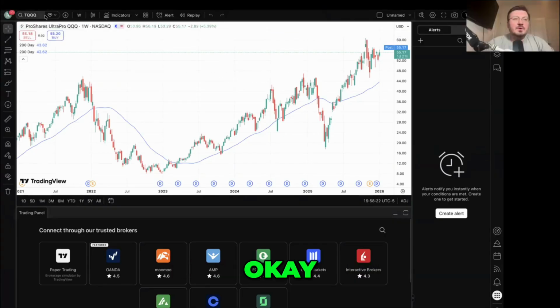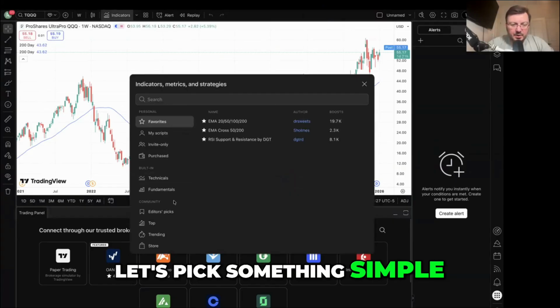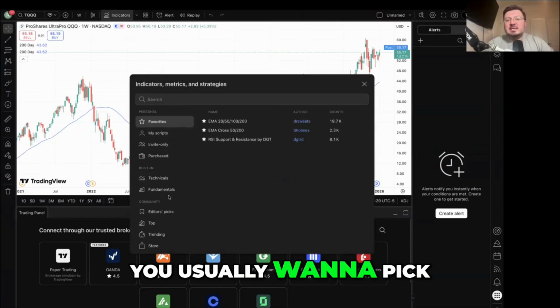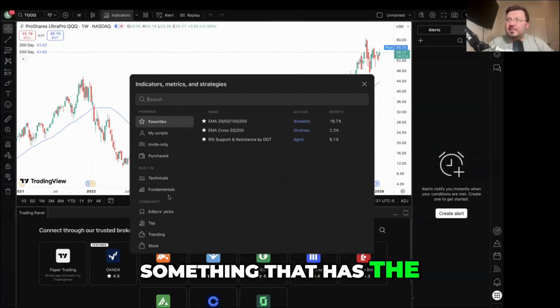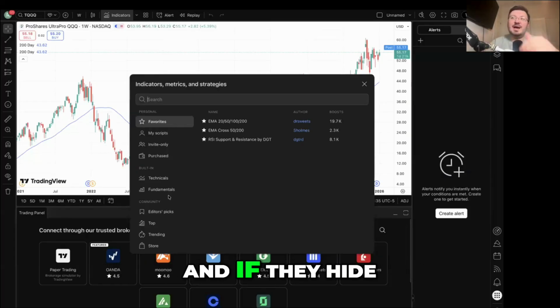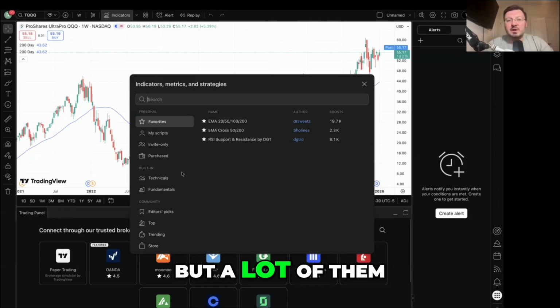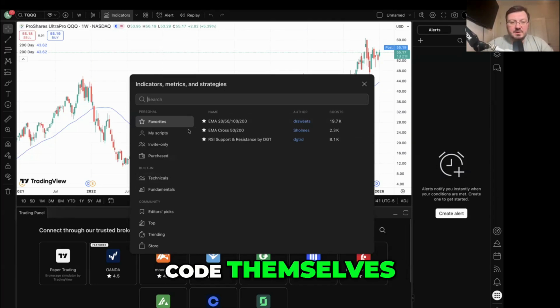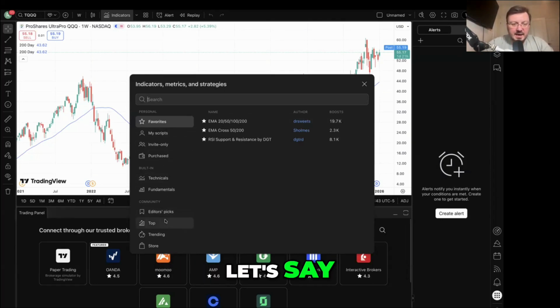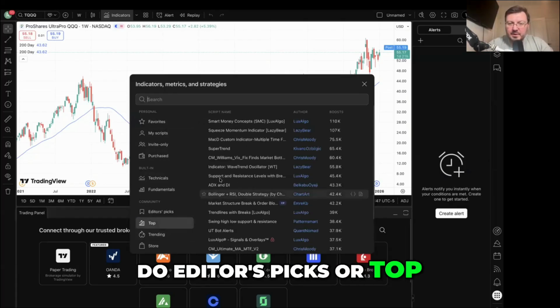Okay. So let's go to indicators. Let's pick something simple. You usually want to pick something that has the Pine Script available, because some people will hide their code, and if they hide their code, it is much more difficult to do this. But a lot of them do provide the code themselves. So let's say we'll do editor's picks or top, right?